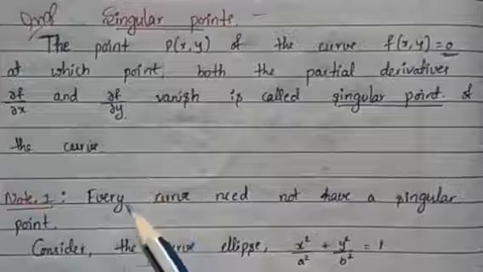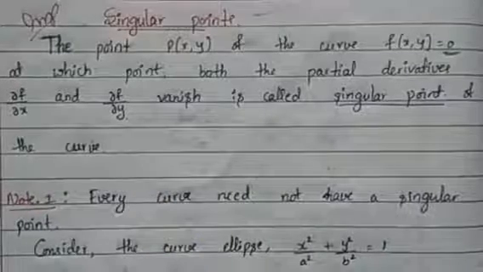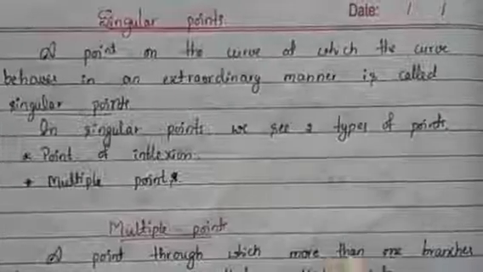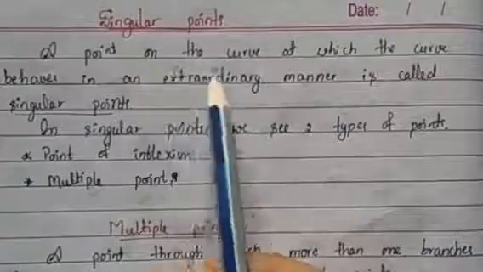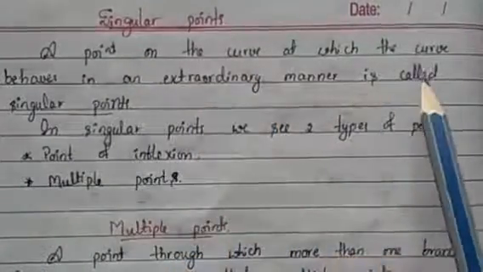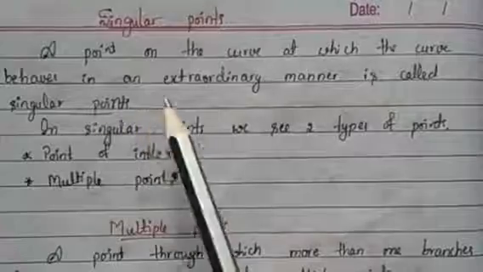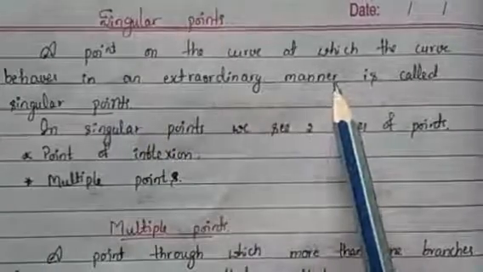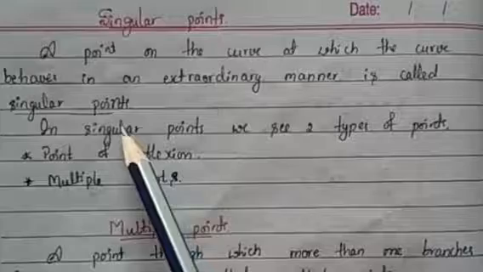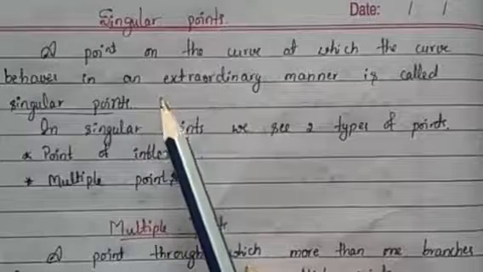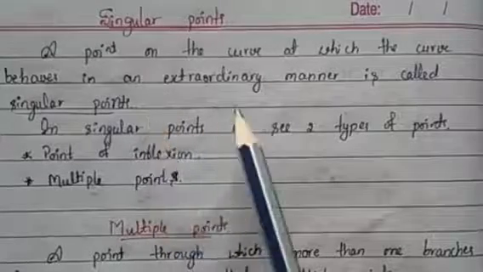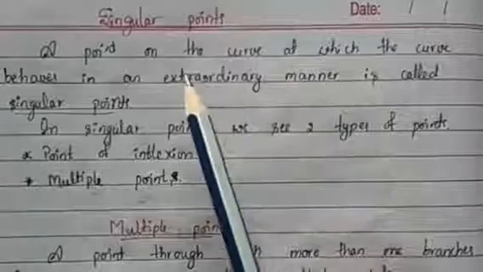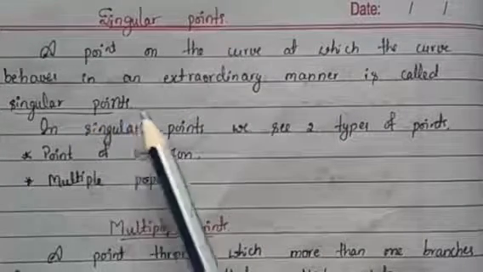What is another definition of the singular points? A singular point can be defined as a point on the curve at which the curve behaves in an extraordinary manner. At that point, the curve behaves in an extraordinary manner. Hence, that point is called a singular point.